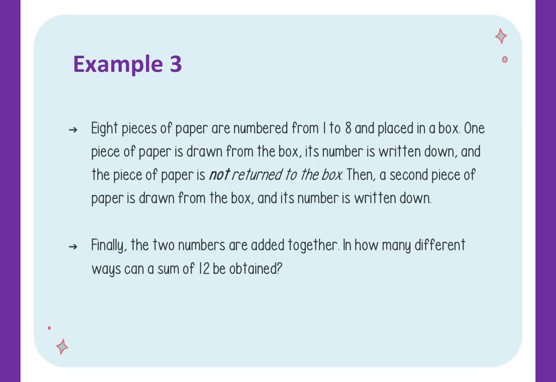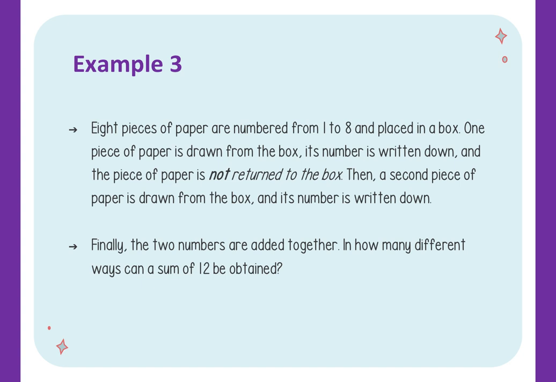All right, very similar. It says 8 pieces of paper numbered from 1 to 8 and placed in a box. 1 piece of paper is drawn from the box. Its number is written down. The piece of paper is not returned to the box. Then a second piece of paper is drawn from the box and its number is written down. Same question. Finally, the 2 numbers are added together. How many different ways can the sum of 12 be obtained?